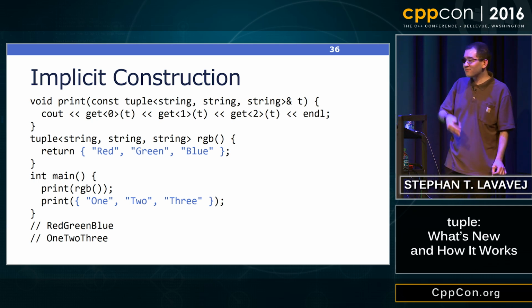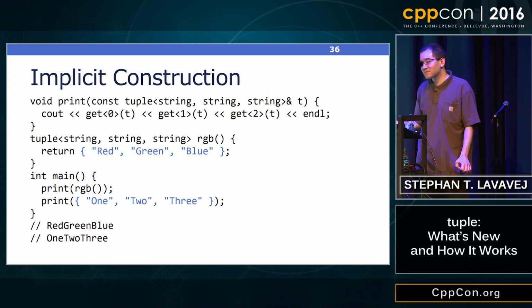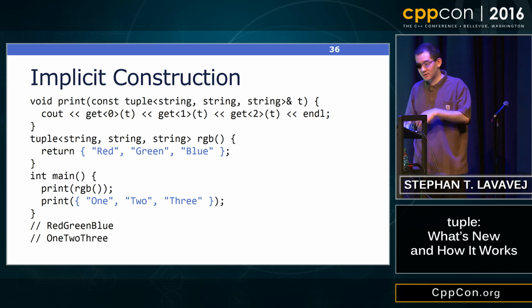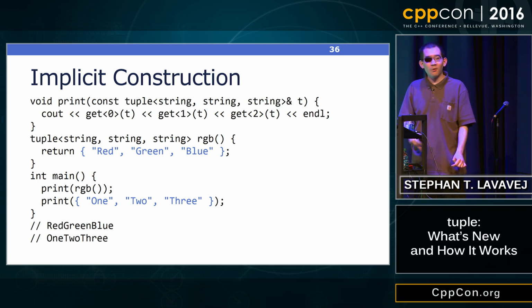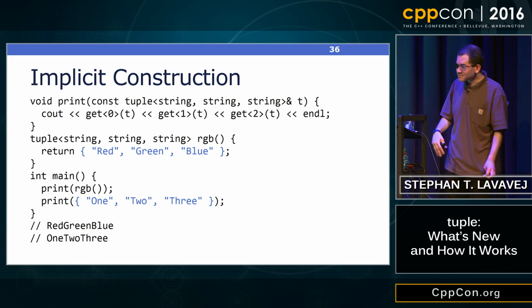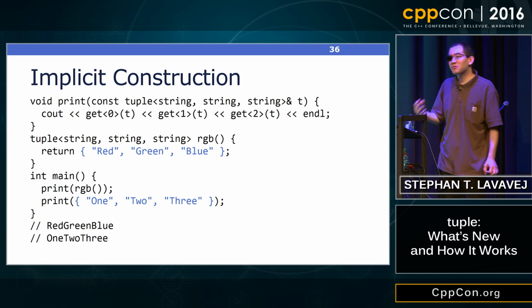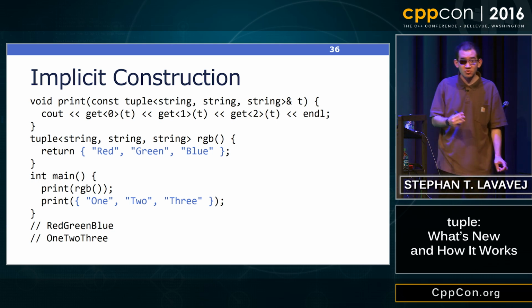Well, here I've got a print function that takes a const tuple string ref, and then it prints out elements. So if I want to be able to return a tuple string, previously I would have needed to say something like return make_tuple of red, green, blue, or return tuple string, paren, red, green, blue, or similar horrible abominations. Now I can use braces. This uses C++11 uniform initialization, but this actually requests an implicit conversion from 3 arguments to tuple string.